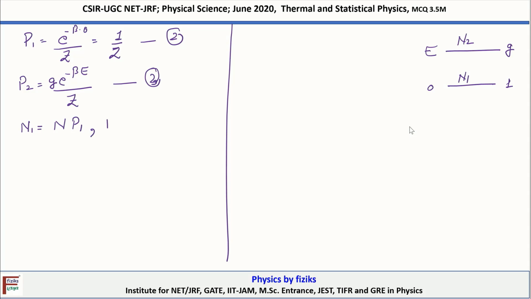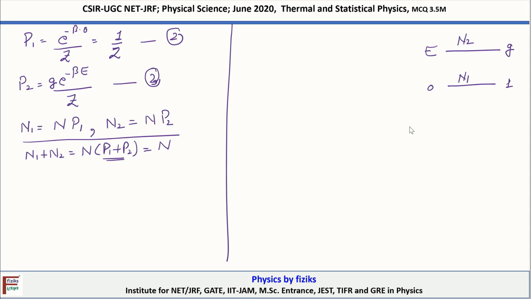Similarly, we can write the expression for n2. It's n multiplied by the probability of occupying this energy state. So these two expressions satisfy the condition that n1 plus n2 is equal to n multiplied by p1 plus p2, and p1 plus p2 is unity, so this is equal to n. So the total number of particles, n1 plus n2, is equal to n, as it should be.